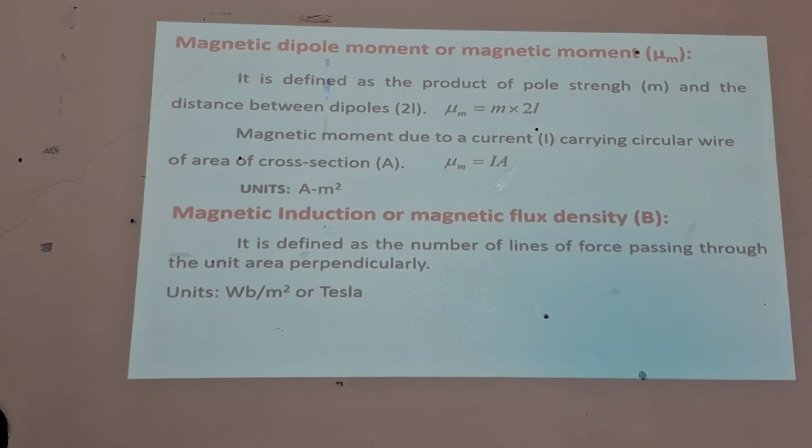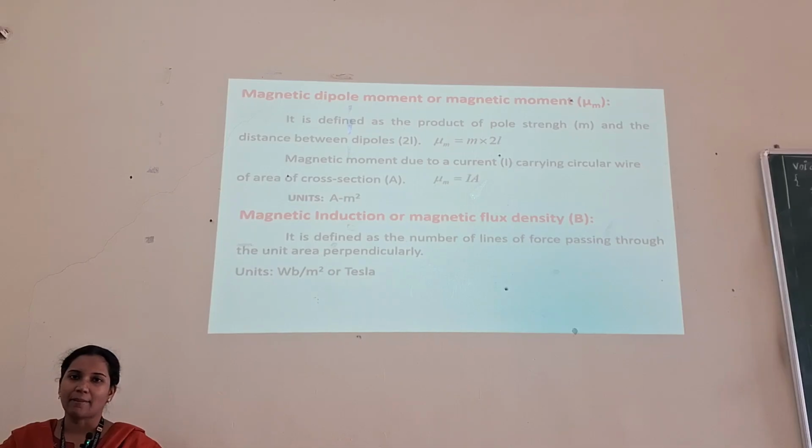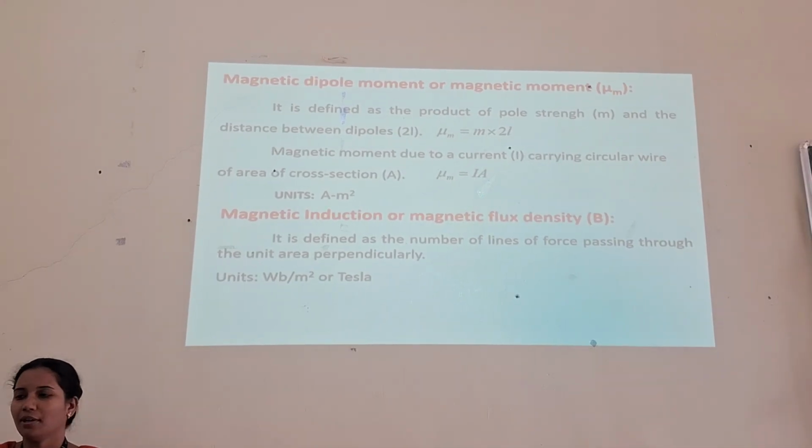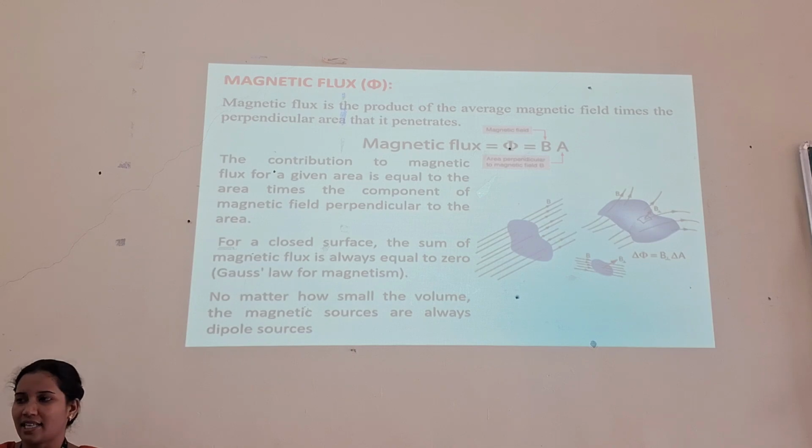It is defined as the product of pole strength m and the distance between dipoles. Mu m is equal to I into A. The unit for the magnetic dipole moment is ampere meter square. Magnetic induction or magnetic flux density, denoted by capital B, is defined as the number of lines of force passing through the unit area perpendicularly. Units are Weber per meter square or Tesla.